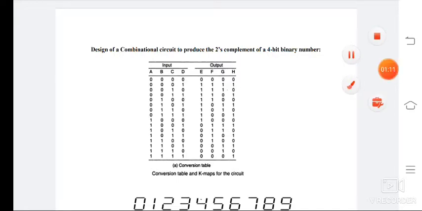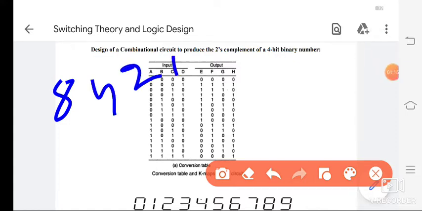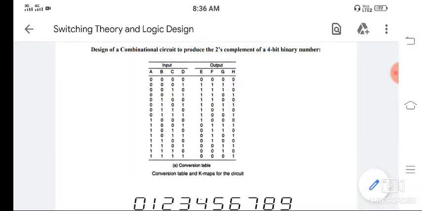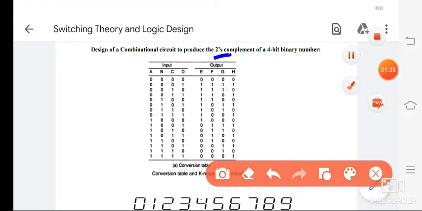We are using the 8421 code for the conversion. For example, converting 5 gives 0 1 0 1. In the same manner we write the values 0 to 15 in binary representation. After that, please observe the question: design a combinational circuit to produce the 2's complement of a 4-bit binary number. That means first we write the 4-bit binary numbers using the 8421 code.